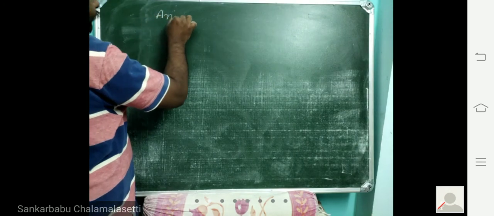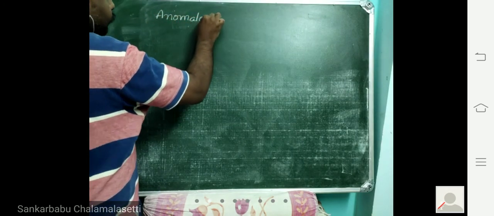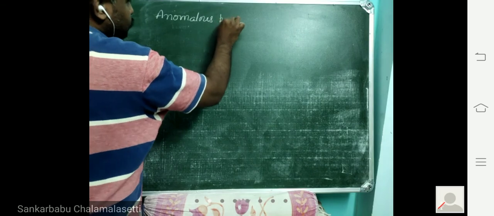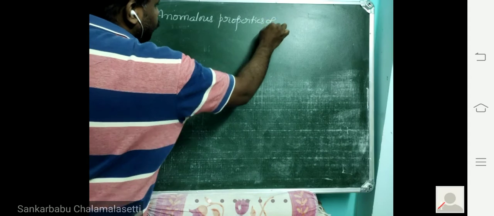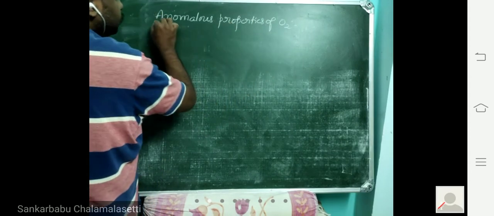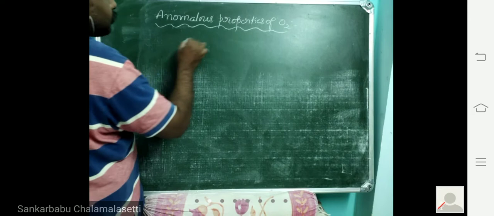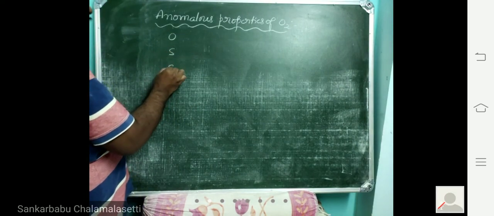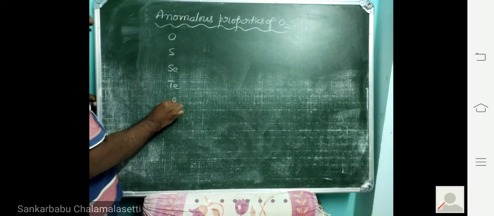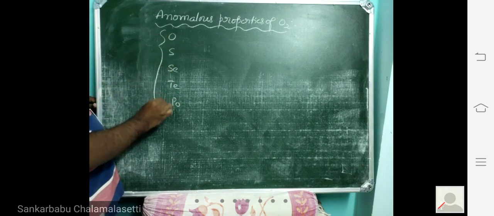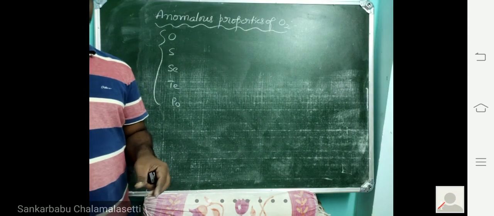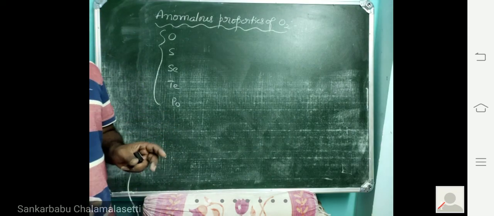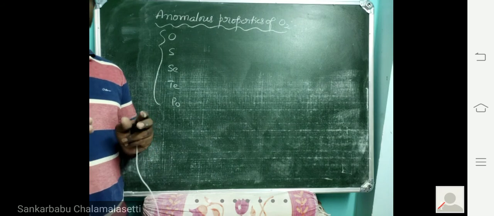Next, anomalous behavior, or anomalous properties, of oxygen. So these elements: oxygen, sulfur, selenium, tellurium, polonium. All these elements belong to the same group. Whenever elements are present in the same group, they must show similar properties.